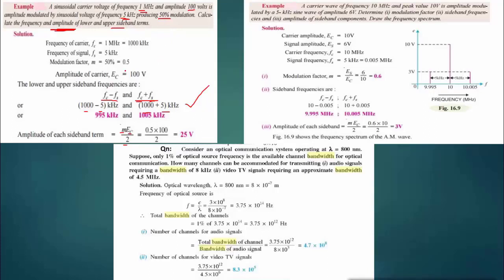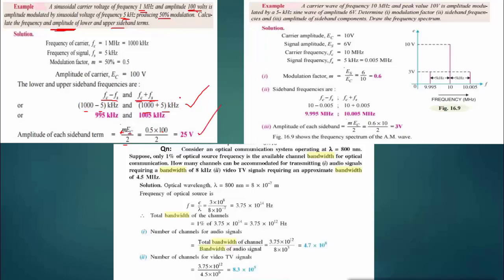As you can see, the amplitude of the carrier is 100 volts. So just put in the numbers: the modulation factor, which is 50%, 0.5, times 100 divided by 2, and you get your answer.